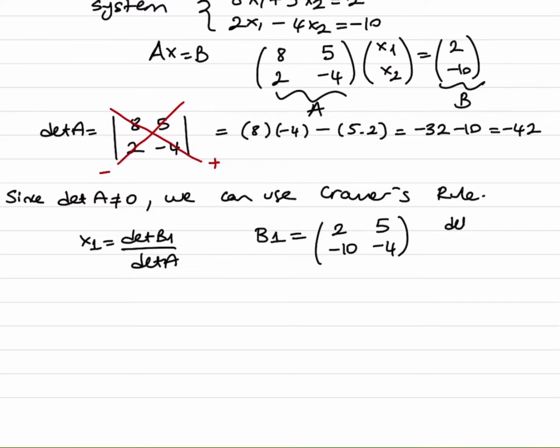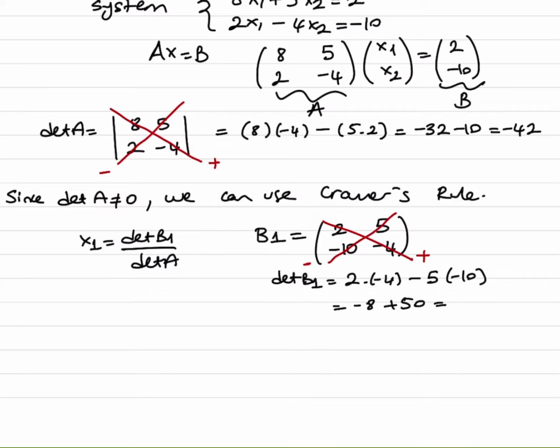What is the determinant of B1 in this case? It is 2 times minus 4 minus 5 times minus 10. Recall, we multiply this diagonal and add, and subtract the other diagonal. So it is minus 8 plus 50. So it is 42.